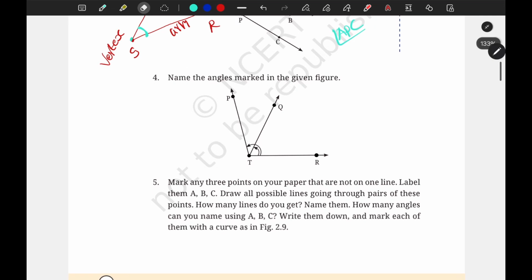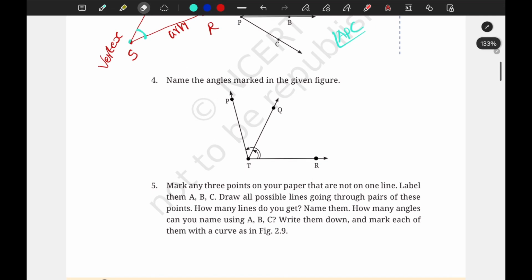And next one, name the angles marked in the given figure. So here one of the angles is angle QTR, and another angle is PTR, and this is also one of the angles, angle PTQ.